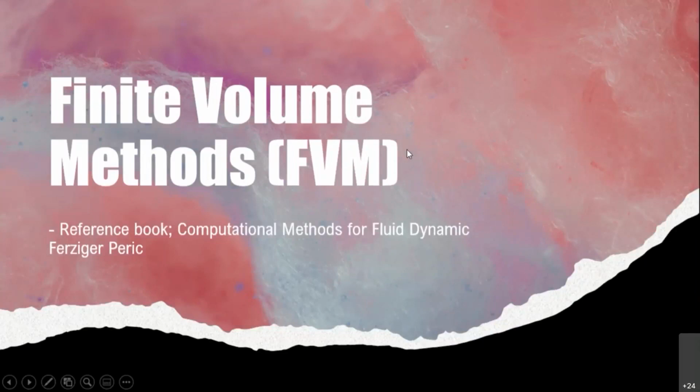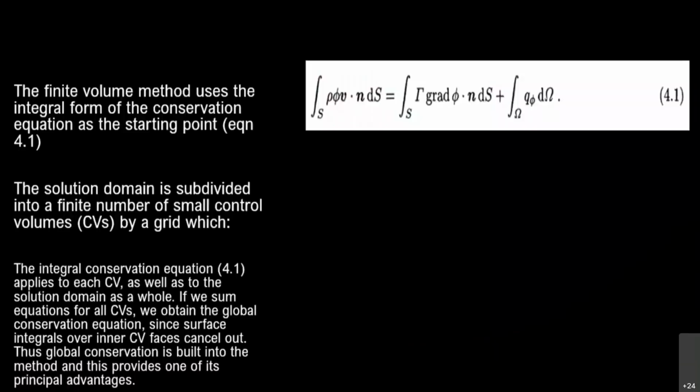Good evening, everyone. Good evening, doctor. So I'll be explaining a bit about finite volume methods, which I take from the reference Computational Methods for Fluid Dynamics by Ferziger and Perić, the one that the doctor advised for additional material. Here the finite volume method uses the integral form, which is equation 4.1. This is a conservation equation, so the solution domain is subdivided into a finite number of small control volumes, which we call CVs, by a grid.